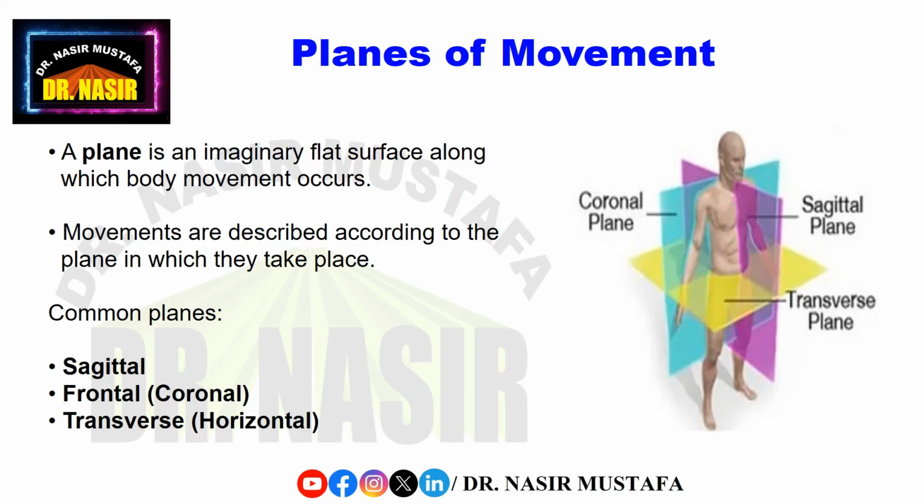Today, we'll explore how the human body moves and the different planes used to describe these movements. A plane is an imaginary flat surface along which body movements occur. Movements are described based on the plane in which they happen. The most common planes are the sagittal plane, the frontal or coronal plane, and the transverse, also called the horizontal plane. Understanding these planes helps us describe and analyze how the body moves.